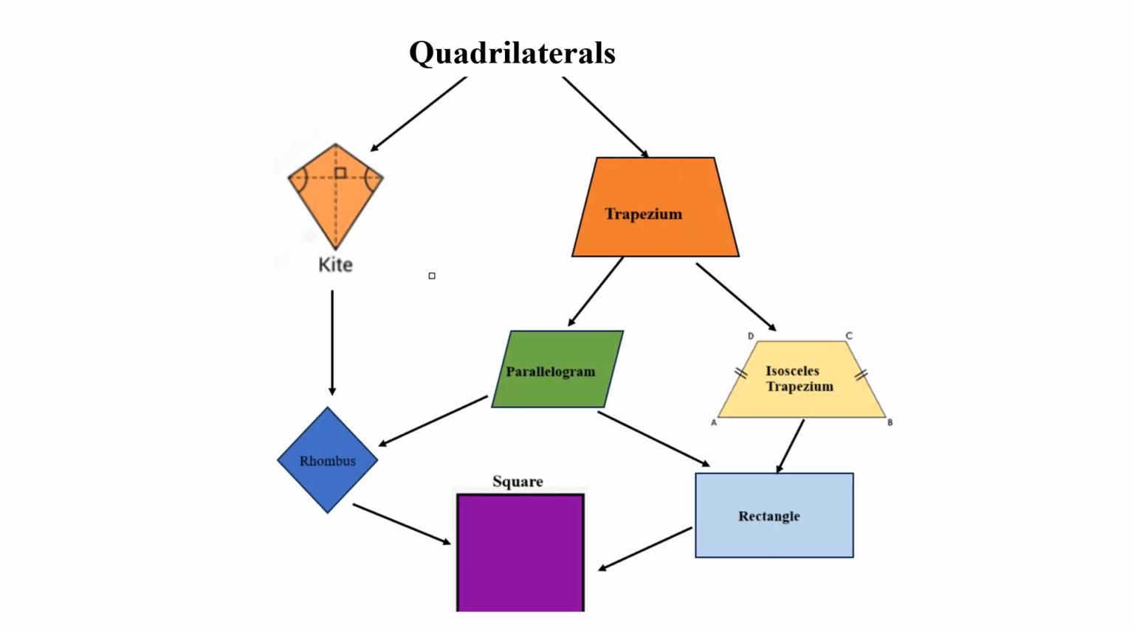Now there are different types of quadrilaterals. So if you see, these are the family of quadrilaterals. Okay, and if you see each figure, all the figures have four sides. Okay, so the different types of quadrilaterals are kite, trapezium or trapezoid, parallelogram, isosceles trapezium, rectangle, square, rhombus. They all are quadrilaterals because they all have four sides, four angles, four vertices and two diagonals.